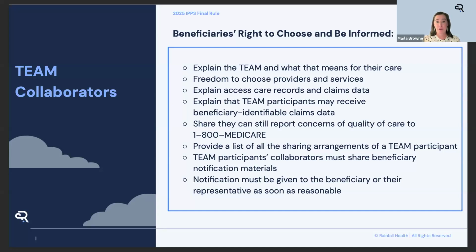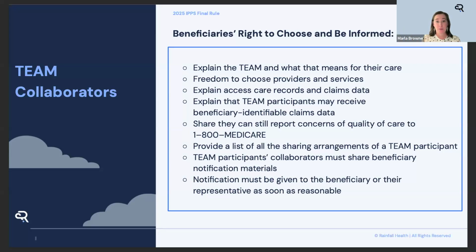Here's the thing too: participant hospitals have to provide a list of all their sharing arrangements in the TEAM model. It is recognized that this could be a pretty exhaustive list of providers, suppliers, and services, and it could make the beneficiary notification unnecessarily long. So it will be acceptable to meet this requirement by including in the beneficiary notification a web address where beneficiaries can access the full list of a TEAM participant's collaborators.